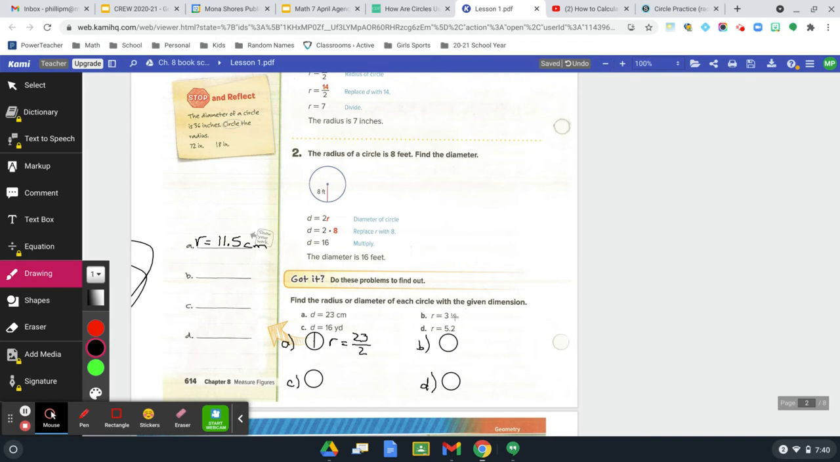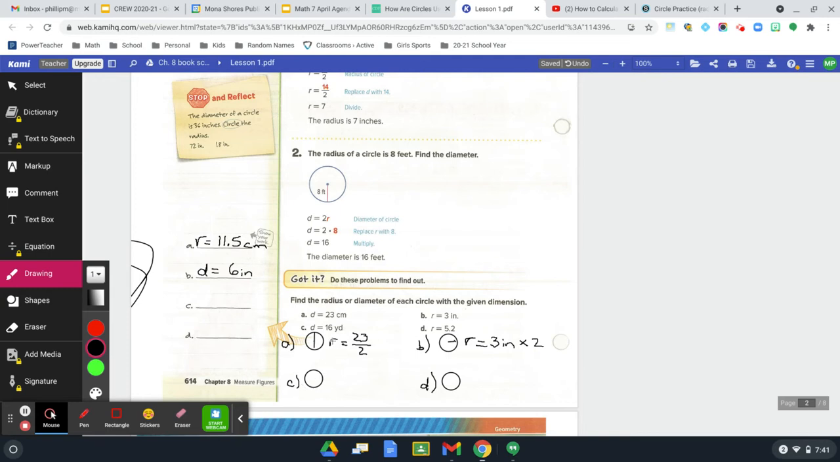Letter B, the radius is 3 inches. So again, let me see if I can get a radius drawn in here, like that. So half. And so if the radius is 3 inches, we need the diameter to go all the way across. So we need to multiply it by 2, double it. So your diameter, because you're finding the opposite, in this case would be 6 inches.